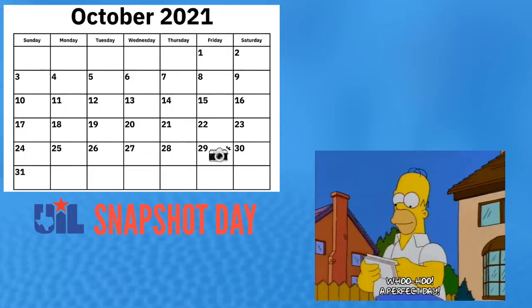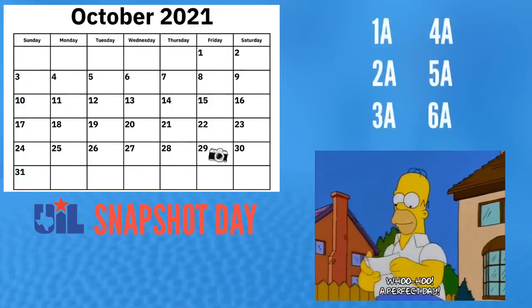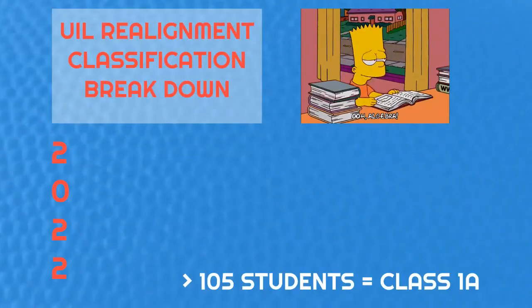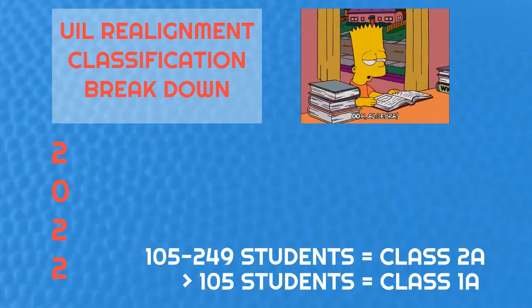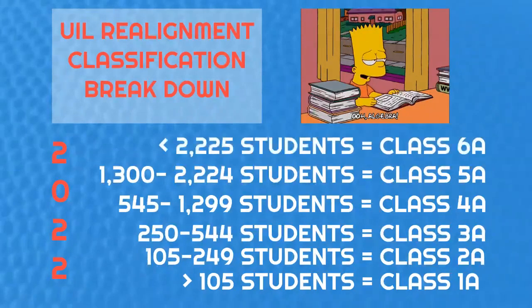The UIL gathers this data, and then it's time to divide the schools for the first time into 6 roughly even classifications. For example, if your school has fewer than 105 students, your school is placed in Class 1A. If your school has more than 105 students, but fewer than 249 students, your school is placed in Class 2A. This goes on and on all the way up to Class 6A, which is comprised of schools with more than 2,225 students.